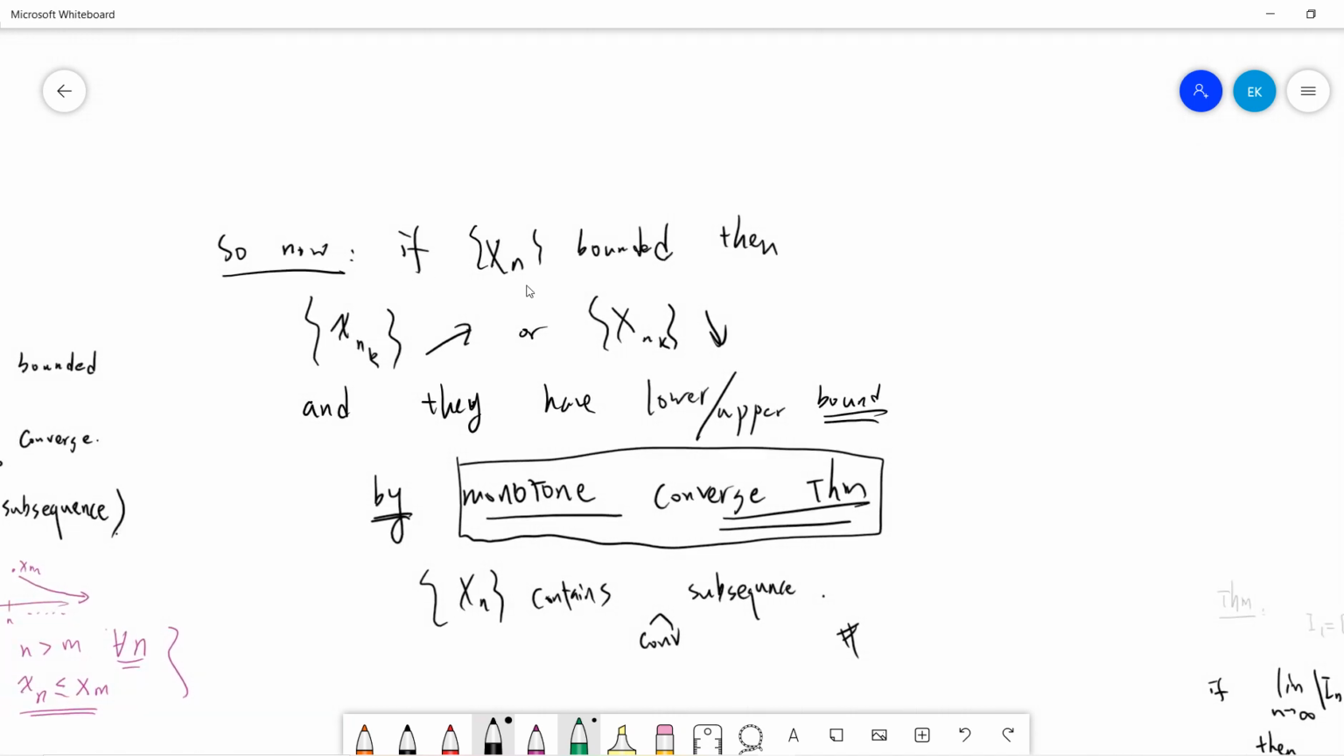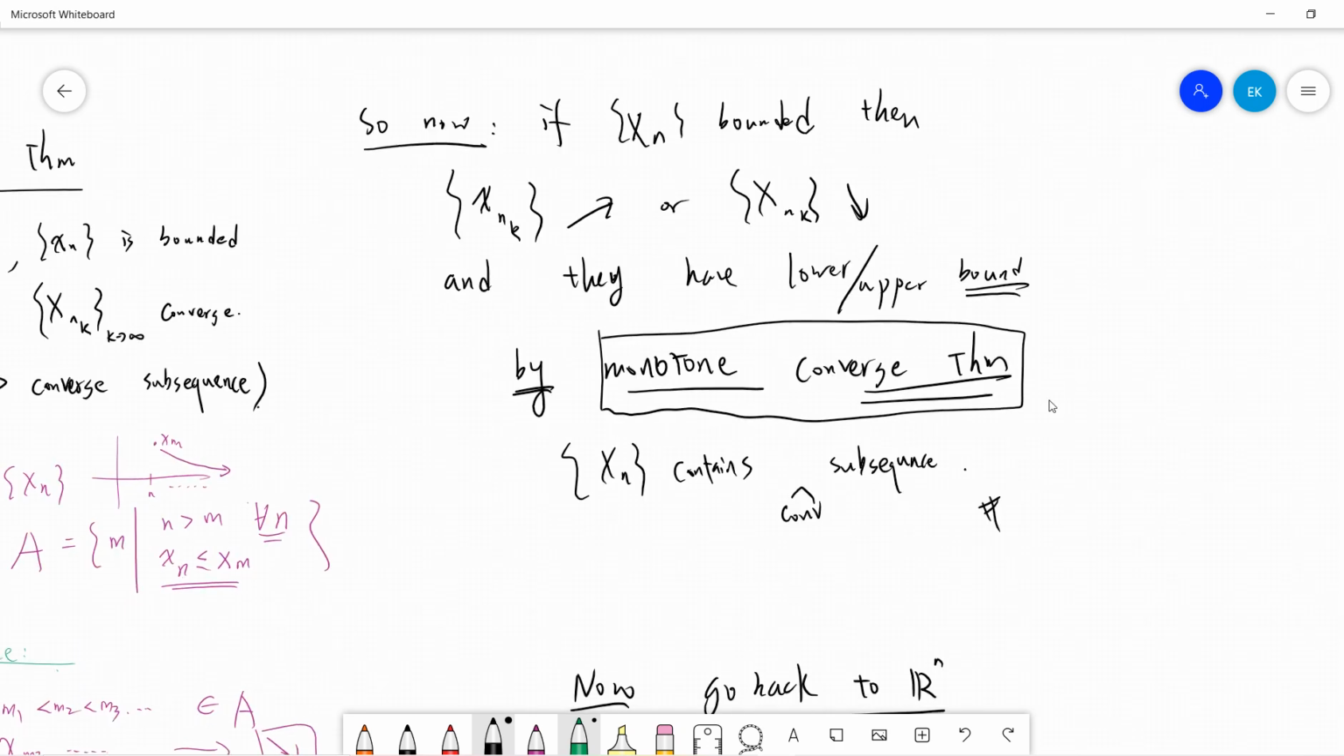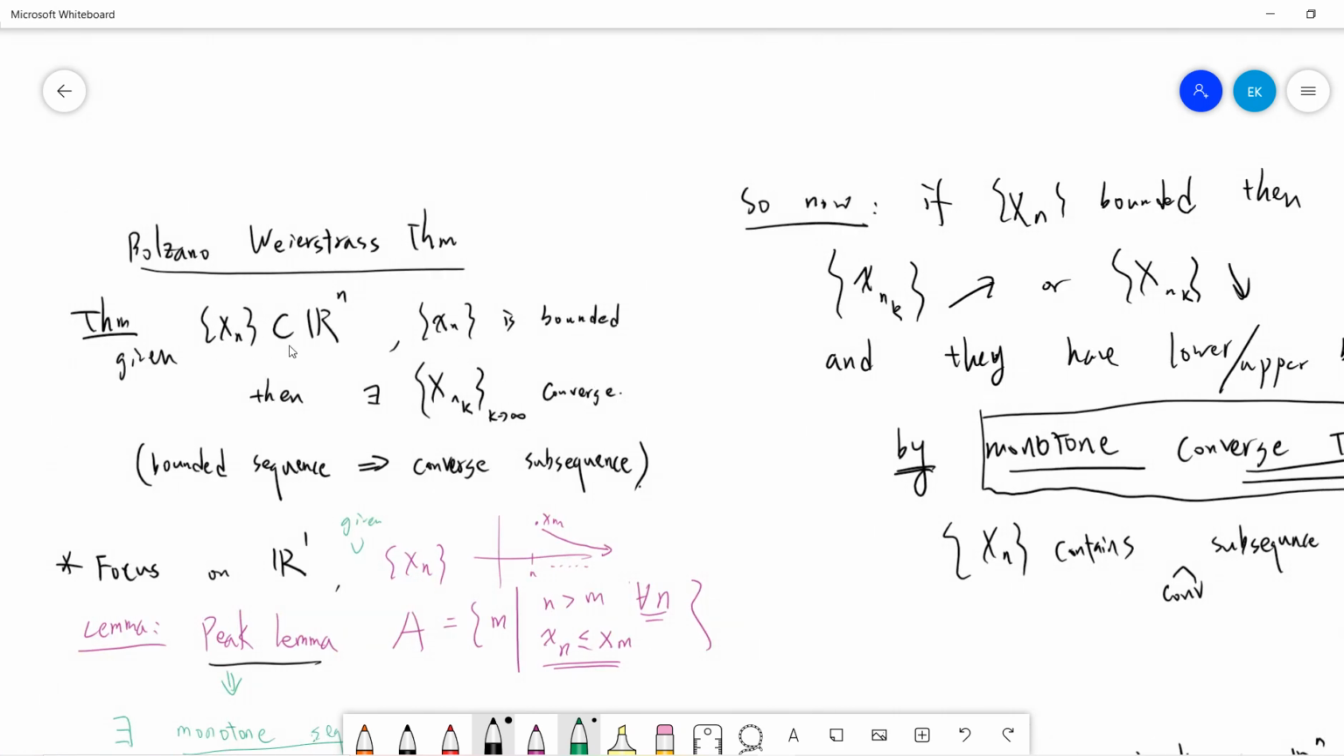Now there's an additional condition that x_n is bounded. You can always find an increasing or decreasing subsequence. But now, by the completeness of the real numbers, if you have something increasing and bounded above, or decreasing and bounded below, then it converges. So this subsequence will converge by the monotone convergence theorem. Now we have proved Bolzano-Weierstrass for R^1.